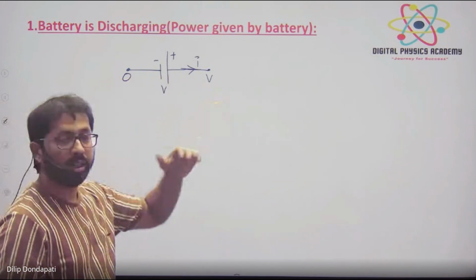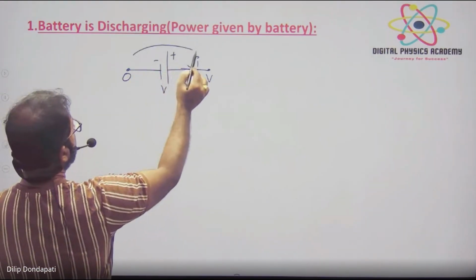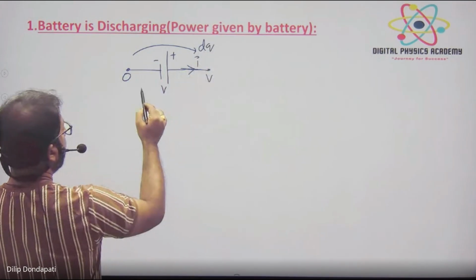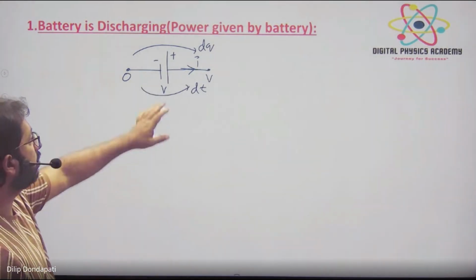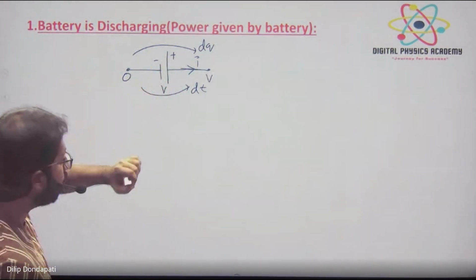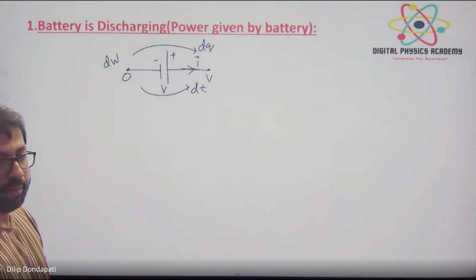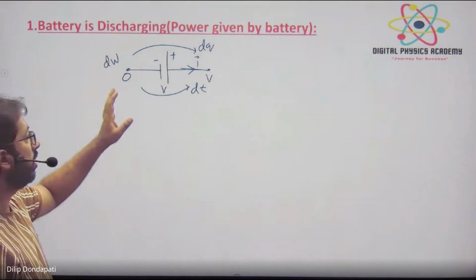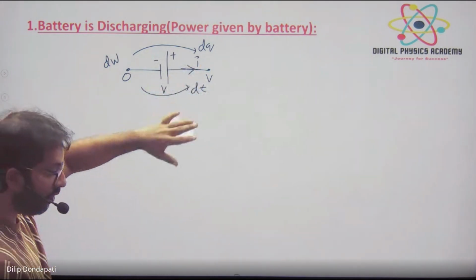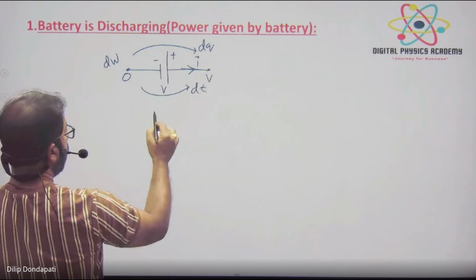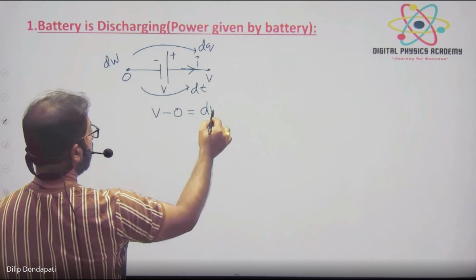If current is flowing, it means rate of flow of charge, right? Suppose this much charge dq flowed in time interval dt. In a small interval of time this much charge is flowing and a small work is done by the battery, that is called dW. Small work done by the battery is dW. Then do you remember the formula for potential difference? When the charge flows from point A to B, V final minus V initial is equal to small work done by external agent upon the test charge.